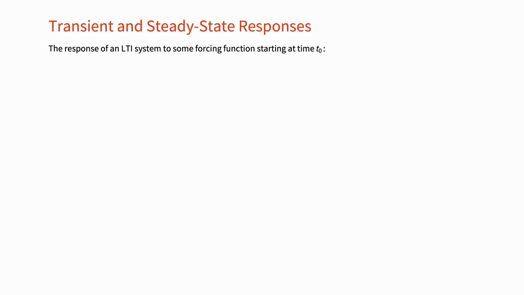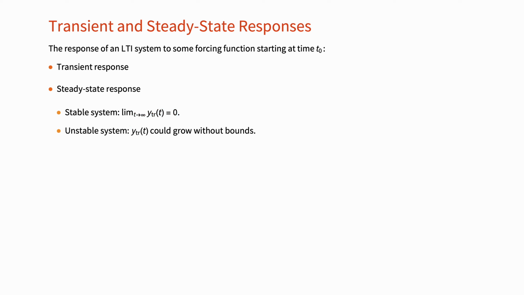When we have an LTI system, the system response to some forcing function, which starts at time t0, for example, will have two components, transient response and steady state response. The transient response is the part of the response that will disappear over time if the system is stable. In other words, the limit of YTR, where YTR denotes the transient response, as t goes to infinity is equal to 0. If the system is unstable, of course, the transient response could grow without bounds.